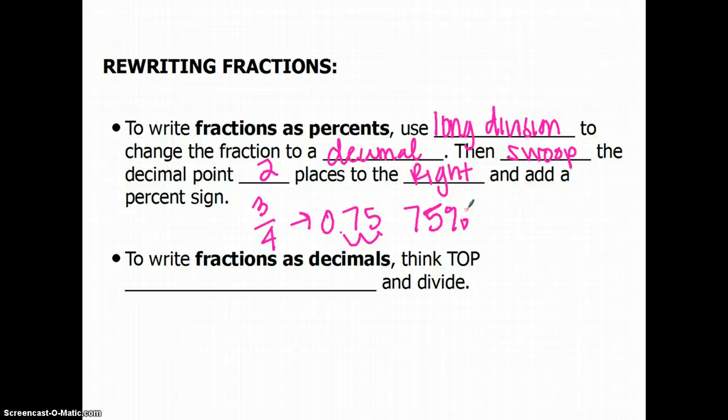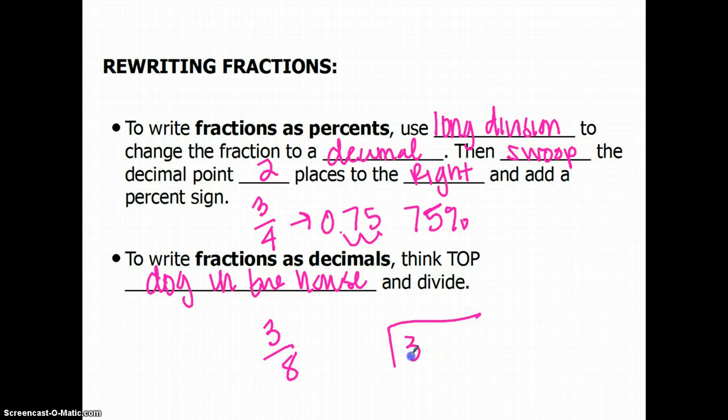And lastly, to write fractions as decimals, think top dog in the house and divide. So if you have 3/8, the 3 goes underneath the house and the 8 goes outside.